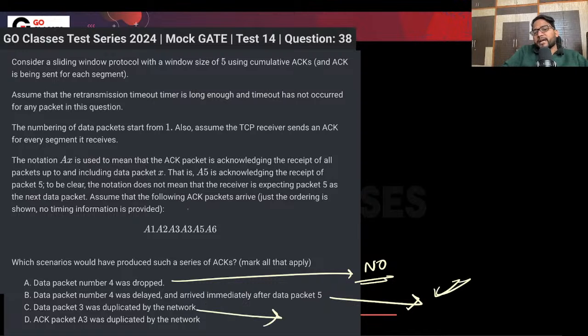If A3 is duplicated, then let's suppose this is duplicated, right? Then where is the acknowledgement for 4? If this is duplicated, that's okay. Then where is A4? I agree that it might be duplicated, but it must have A4 also, right? Where is A4 then?